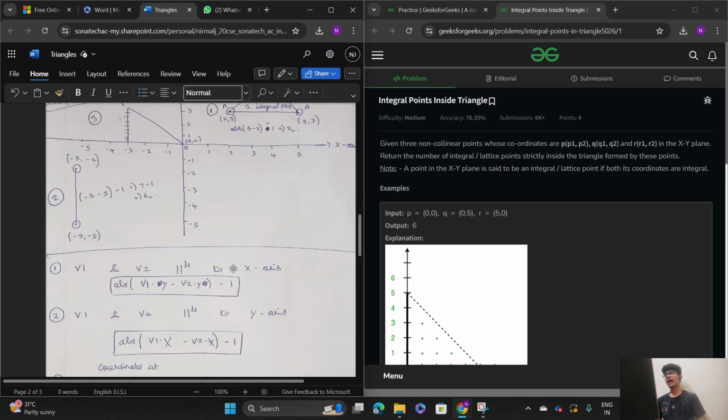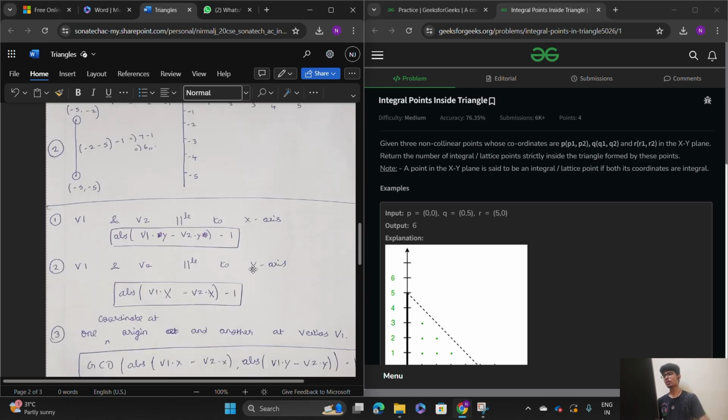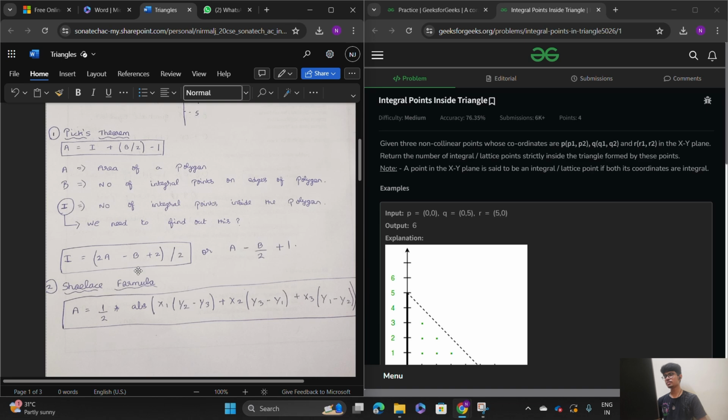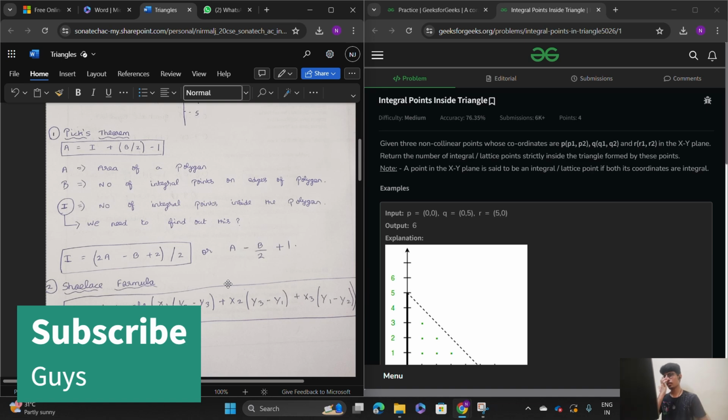Okay, after this you just apply it in your integral formula, I equals 2A minus B plus 2 by 2, and you will get your answer. So that's what the problem is going to focus on. Okay, let me see it in our coding part in our next section.